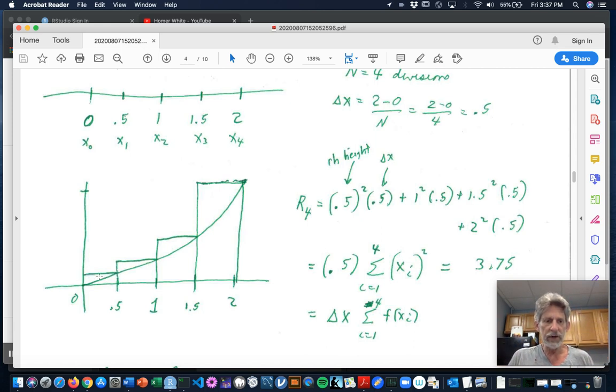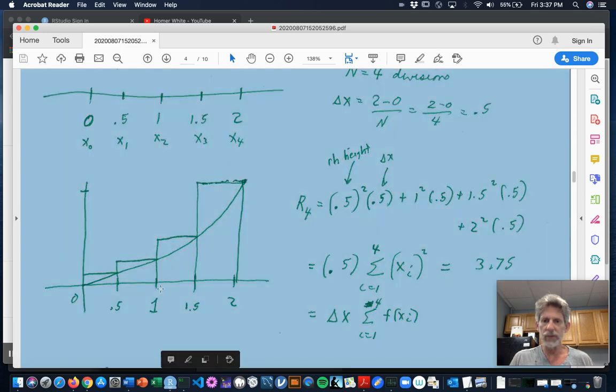What would be the area of that rectangle? Well, I figure it's the base, delta x, times the height, but our curve is y equals x squared. The right-hand endpoint is 0.5, so 0.5 squared. Next rectangle. Well, it's also going to have a base of 0.5, but you can see its height is going to be the square of the right-hand number 1.